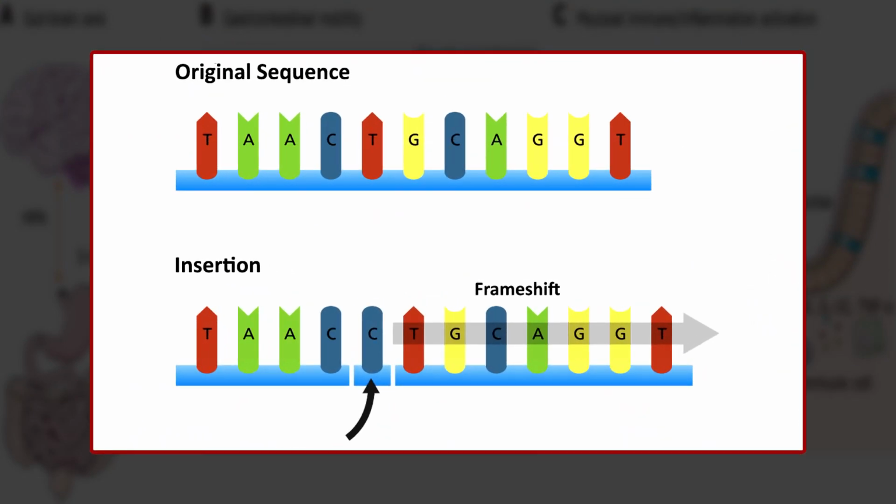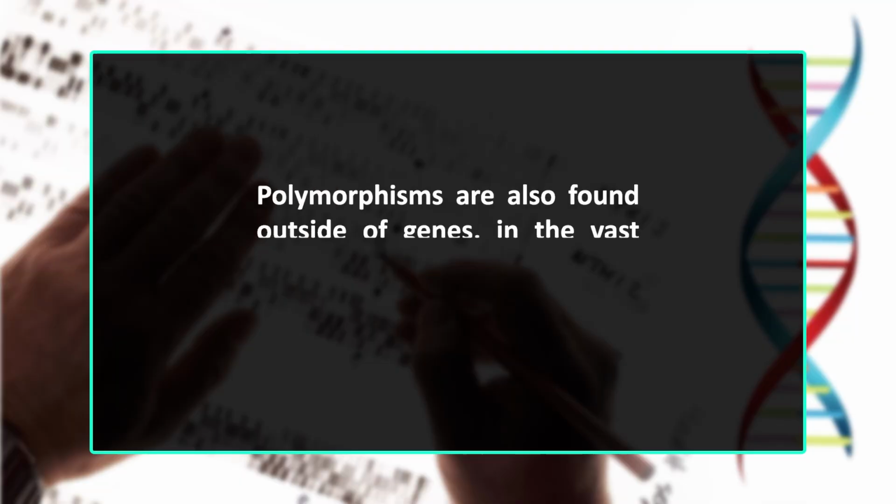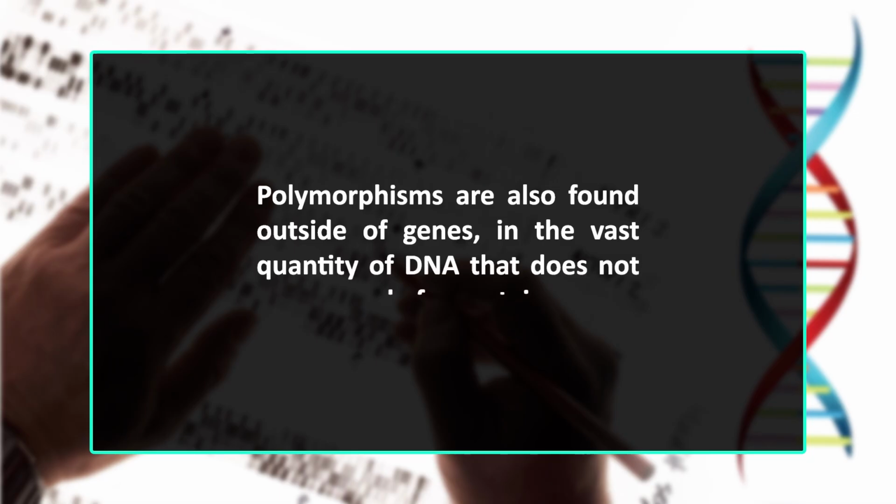The mutation may be due to a change from one type of nucleotide to another, an insertion or a deletion, or a rearrangement of nucleotides. Once formed, a polymorphism can be inherited like any other DNA sequence, allowing its inheritance to be tracked from parent to child. Polymorphisms are also found outside of genes in the vast quantity of DNA that does not code for protein. Indeed, regions of DNA that do not code for proteins tend to have more polymorphisms.